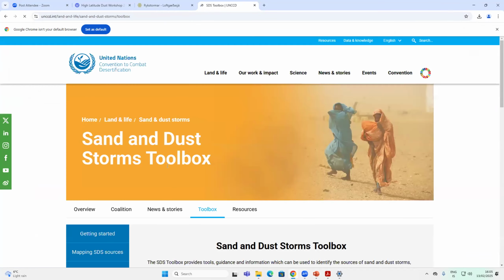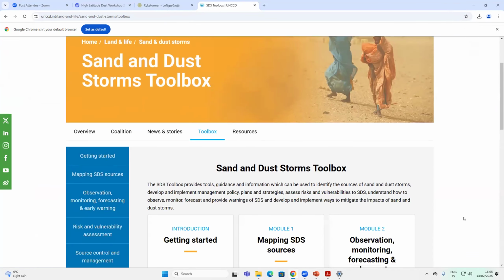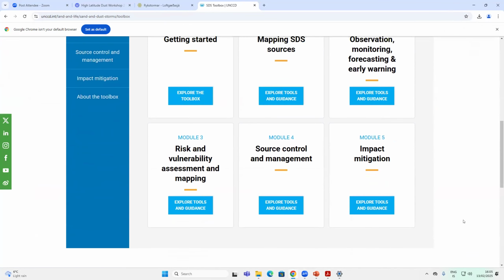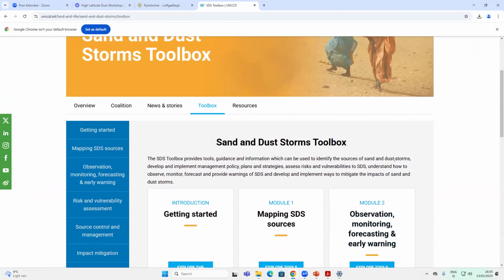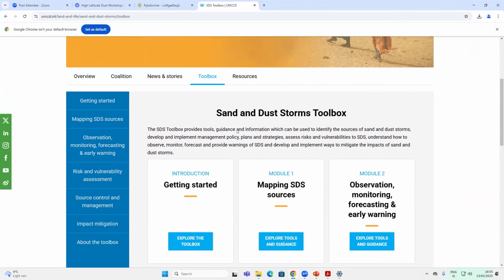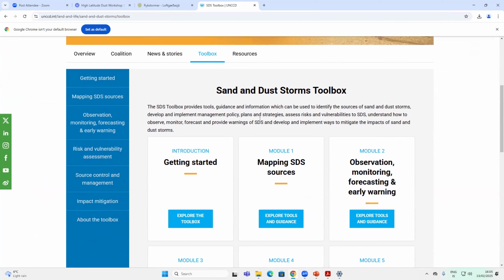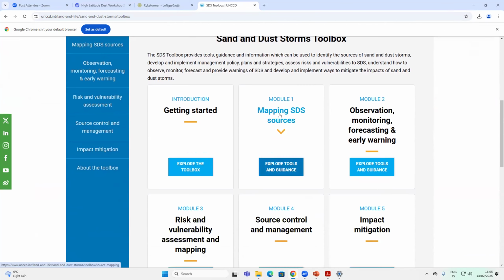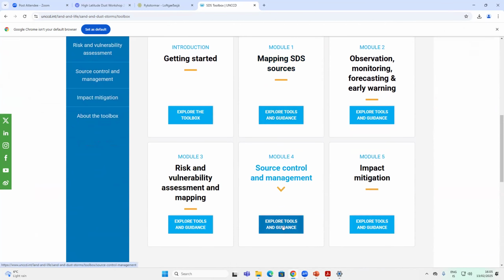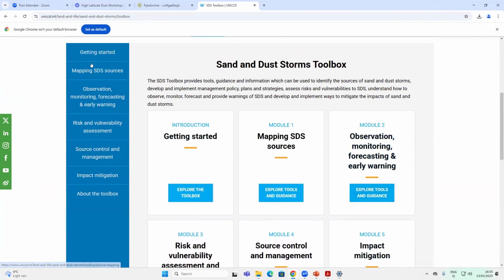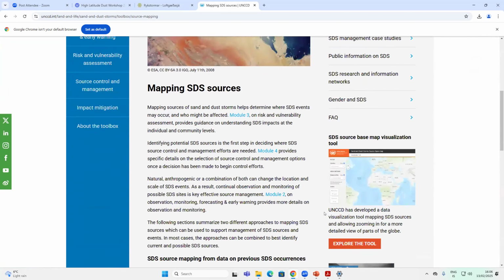Because now officially also the high latitude dust is mentioned there. Not only is it a very well defined toolbox for the low latitudes, starting from the measurements, modeling, but also the mitigation, case studies, source control and measurement impact. So in the category, of course, the mapping, there is the sources for the maps.